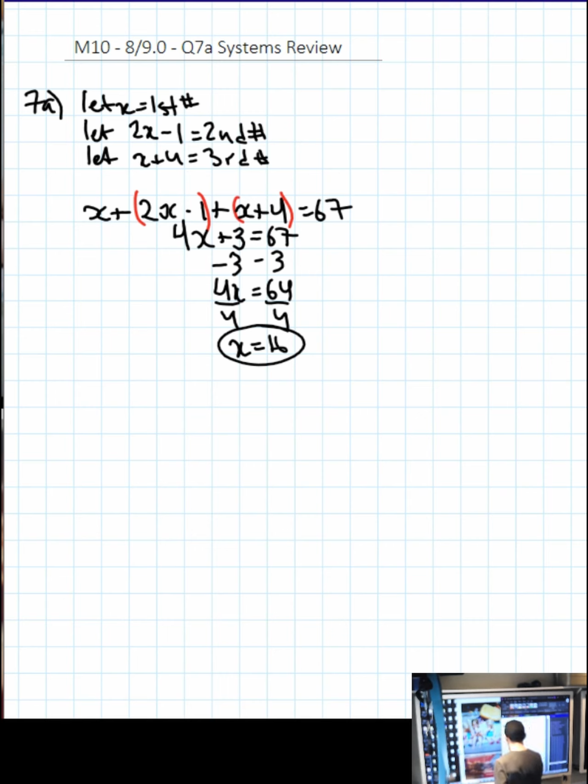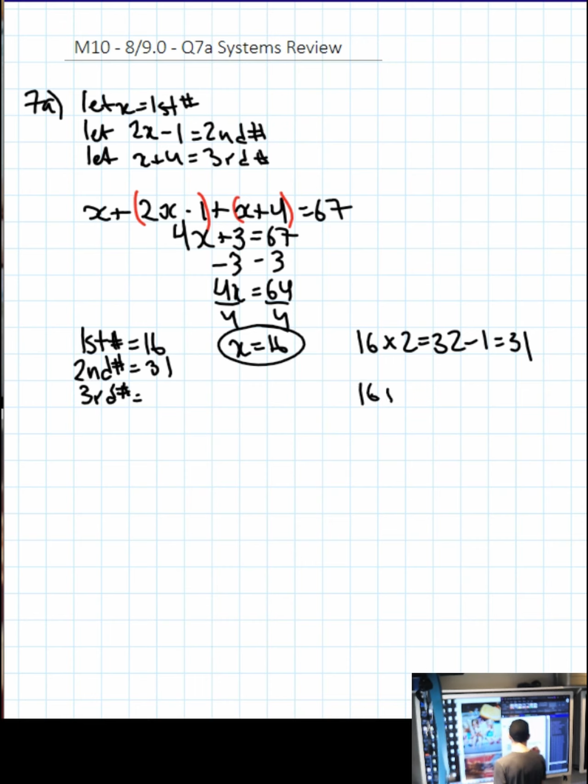So answer the question. First number equals 16. Second number equals, so one less than twice the first. Well, twice the first, 16 times 2 is 32, and one less than that is 31. So the second number is 31, and the third number is simply 4 more than the first. Therefore, 16 plus 4 equals 20. And if we add up all those numbers, we get 67. Therefore, we know we are correct.